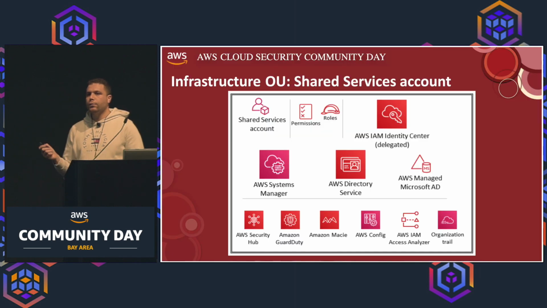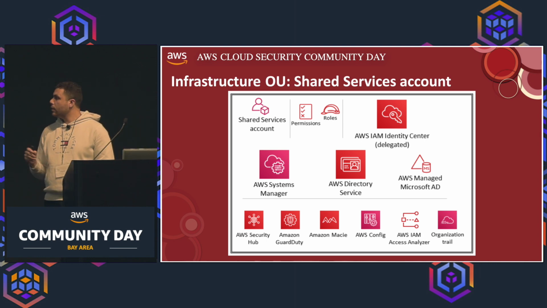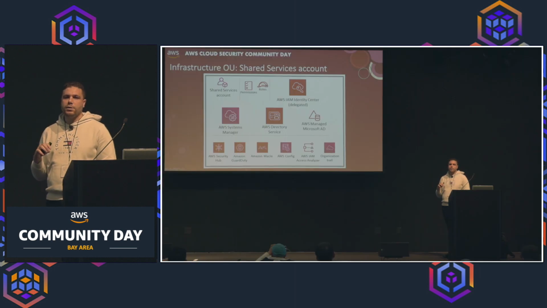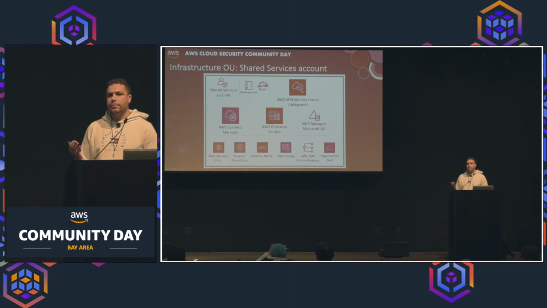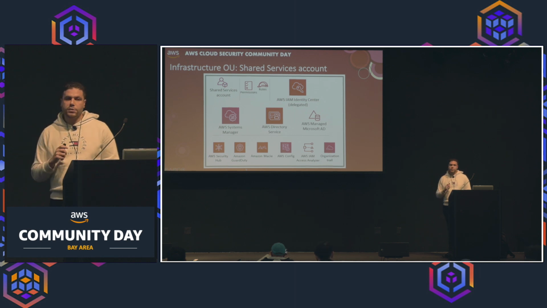And with that, we can move to the shared service account, which is one of the accounts in the infrastructure OU. This account is simply meant to store the shared security services that can be consumed by the other accounts. Think about a service such as Active Directory. Many teams and many applications can be dependent on Active Directory. In this case, you can use the shared service account in order to run and operate your AWS directory service.